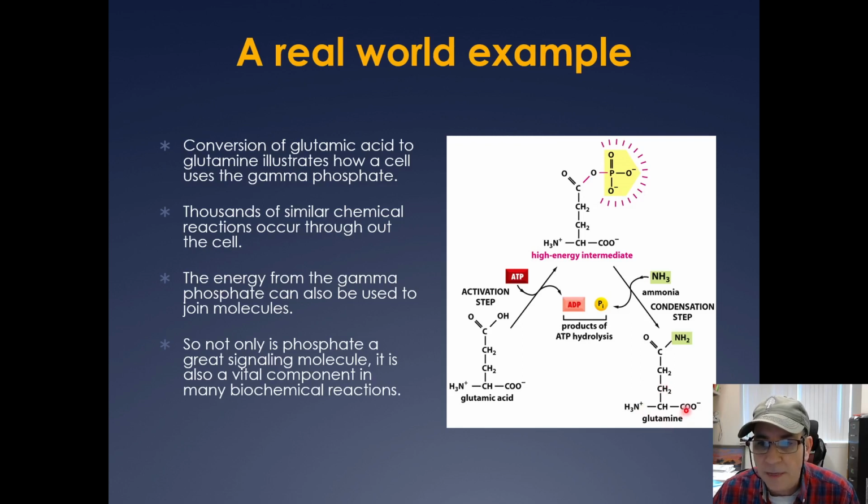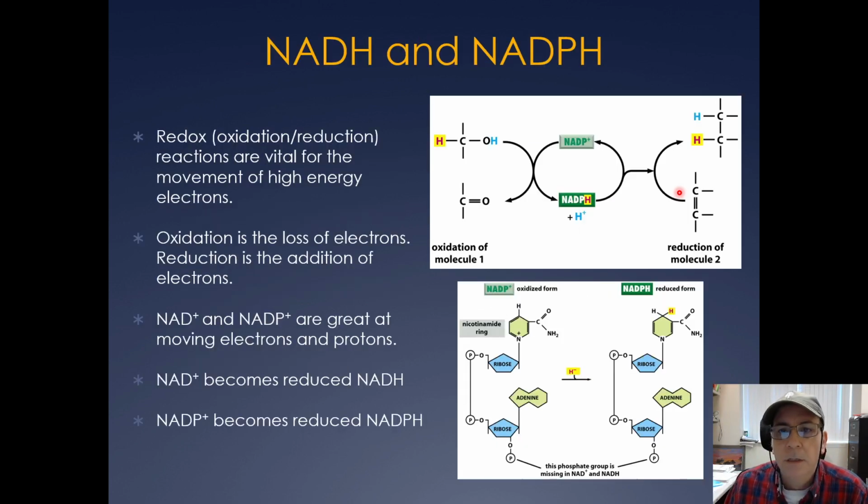There are actually thousands of similar chemical reactions occurring throughout the cell. This is just one example. The energy from the gamma phosphate can also be used to join molecules. So phosphate is not only a great molecule in signaling, it's also vital to many biochemical reactions. We'll see that in a second as we look at glycolysis.